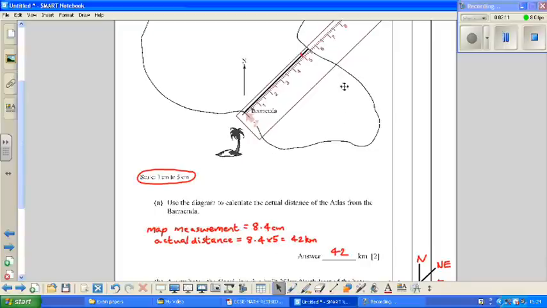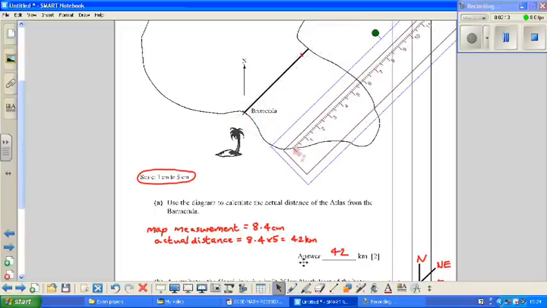I'll just move away the ruler, and then again, to be sure, mark it with an X, and that's the position of the Capri. Just write the hotel name beside it to be on the safe side. So that's the position marked for the Capri.